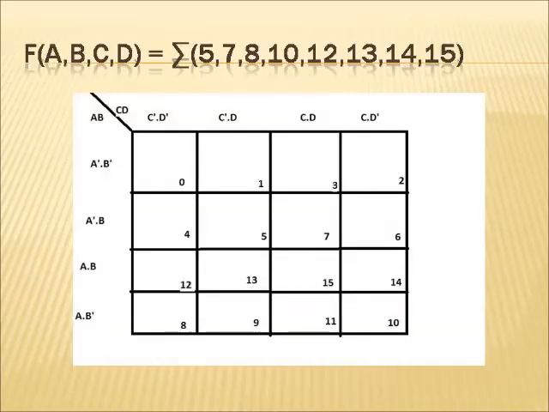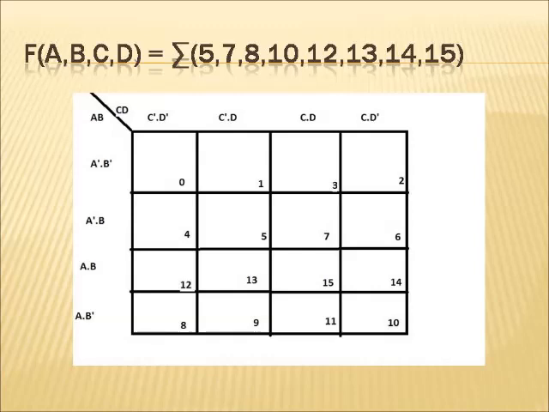Okay, here you can see the 4 variable KMAP. Please see that as it is the SOP expression, that is sum of products expression, I am representing like this. If it is a POS expression, there is a slight difference, right? That we will discuss later. So now we are considering only the examples of SOP expression.